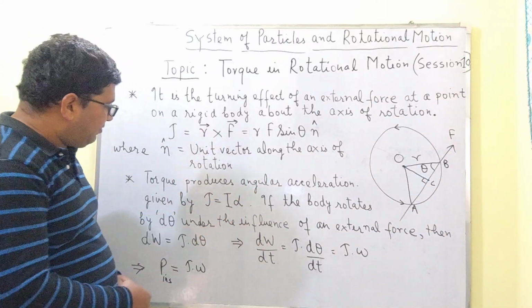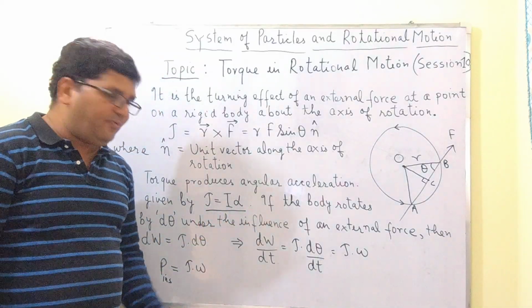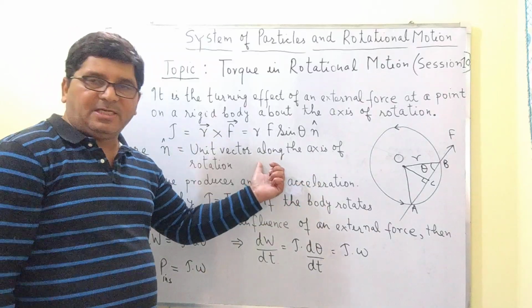Now this torque, which is producing the rotational motion, produces angular acceleration in the body, and this angular acceleration is given by this formula, that is torque is equal to I into alpha, where I is the moment of inertia and alpha is the angular acceleration.